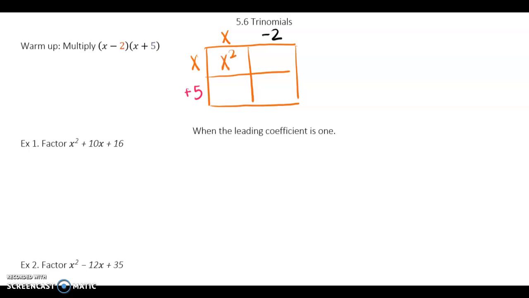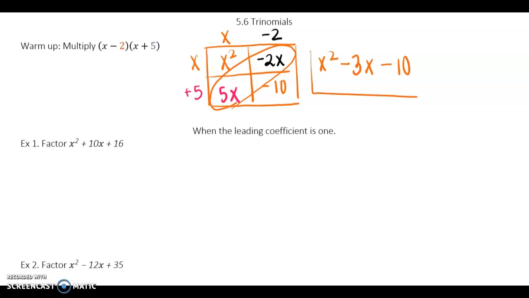So we're going to get x squared. We're going to get 2x here, 5x here, and then at the outer edge we'll get negative 10. Remember, these are like terms, so we can combine those. So we get x squared plus 3x minus 10. Okay, so that's the answer there, that's multiplied.